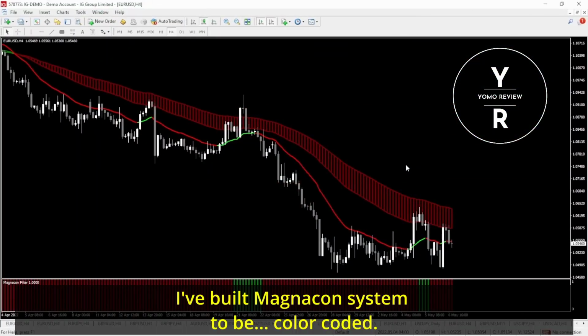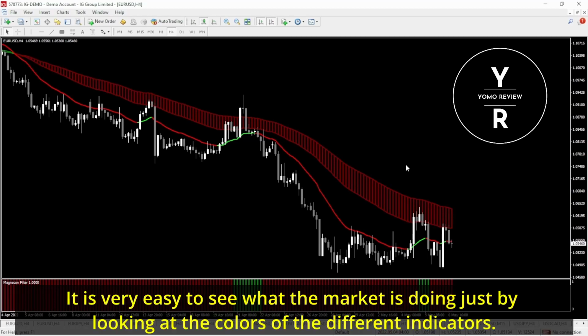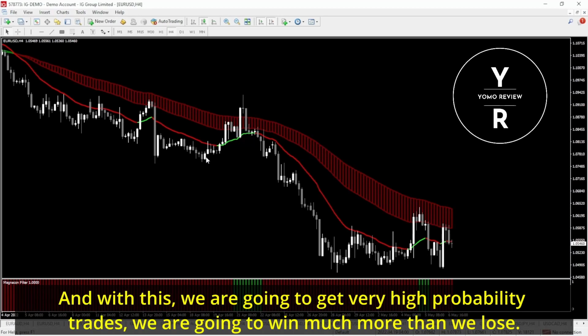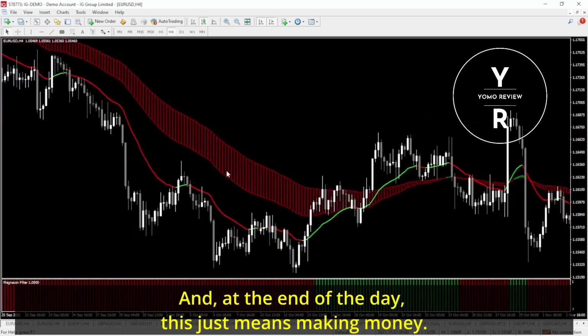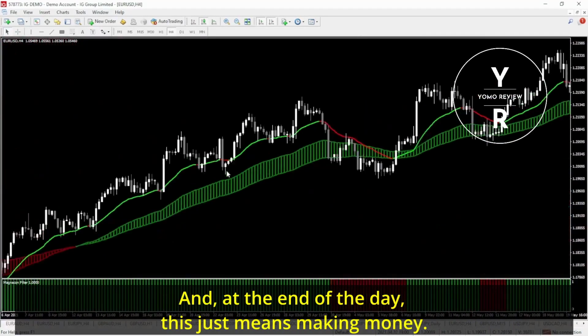I built the Magnacon system to be color coded. So essentially it's very visual. It is very easy to see what the market is doing just by looking at the colors of the different indicators. And with this, we are going to get very high probability trades. We are going to win much more than we lose. And at the end of the day, this just means making money.